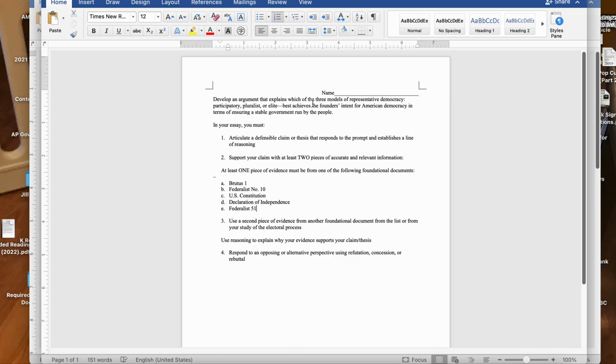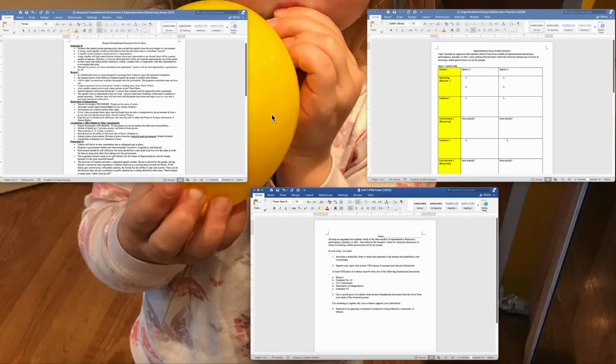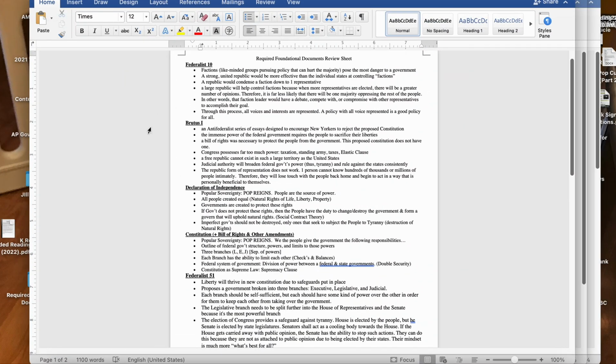Well, if we're asking you to channel the mindset of the framers for what they believe the American democracy should look like and link it up to a representative democracy, it'd probably be best that we have a review sheet. So that's what I've created for you. I've created a review sheet that discusses those very things.